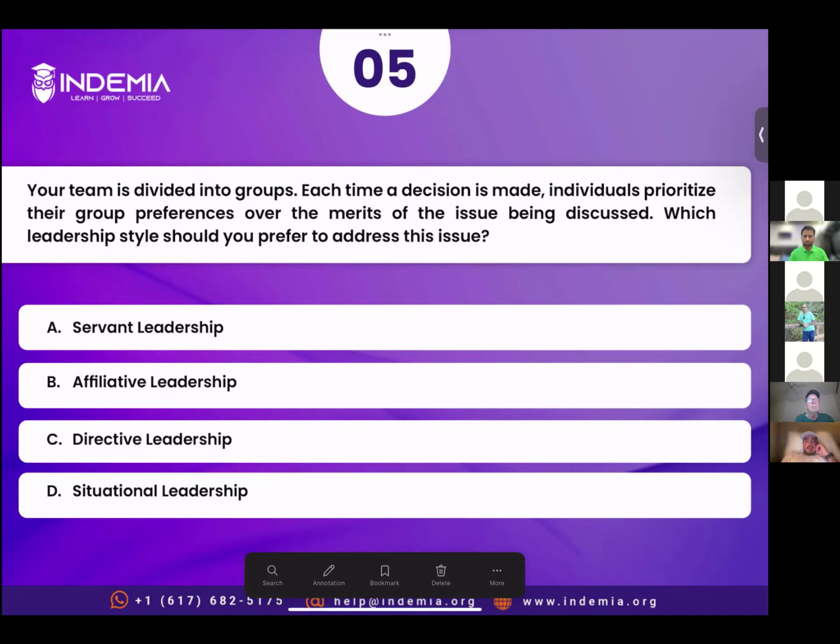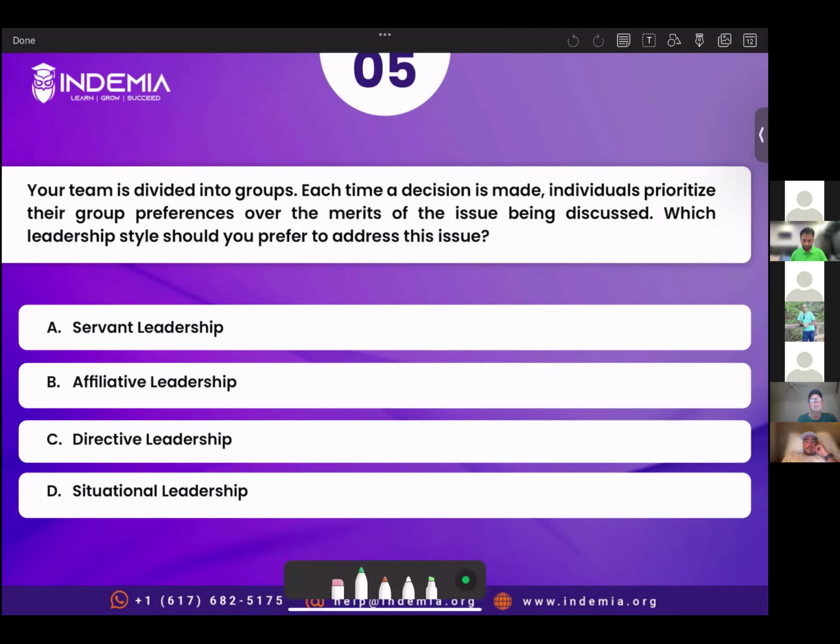So how can we address the root cause, this division problem? Servant leadership is self-organization. Let the team decide how to handle that. So they are already divided and they go with their group preferences. Self-organization would not help. You have to intervene here, okay?